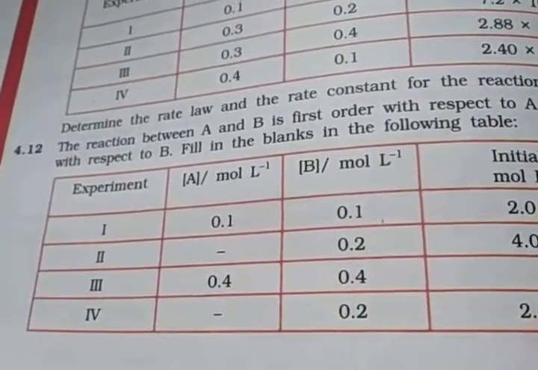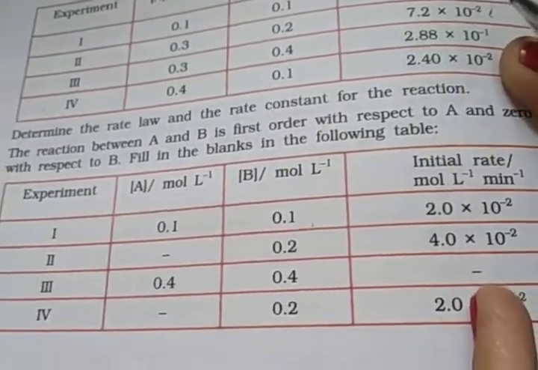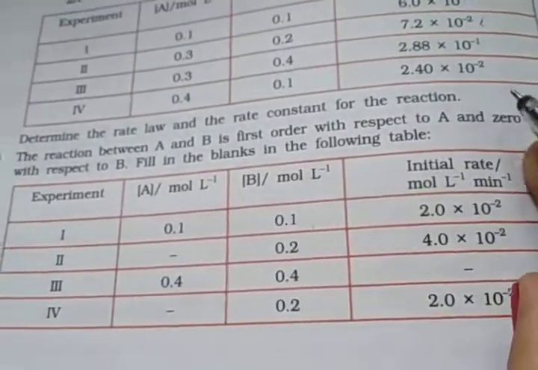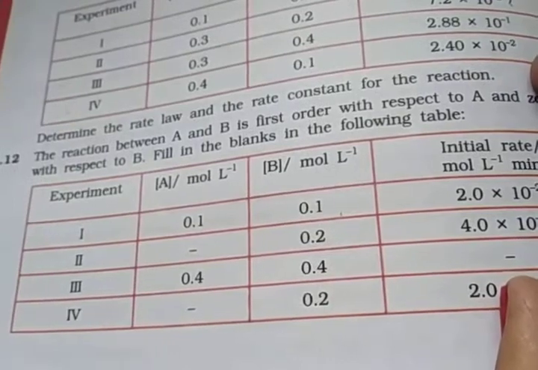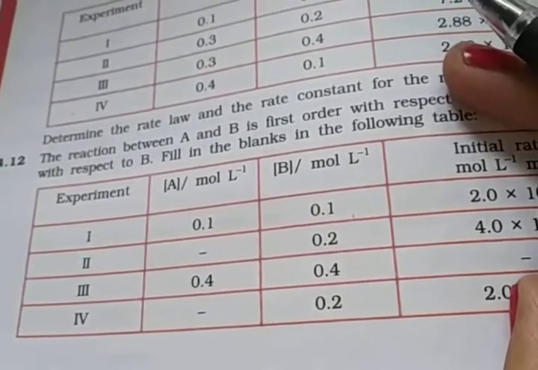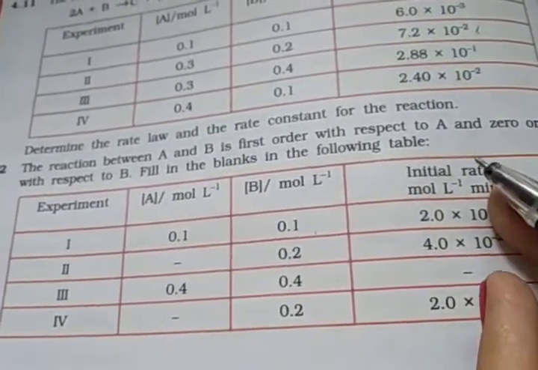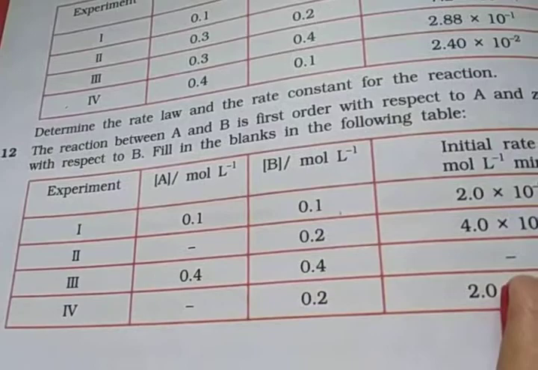Then question number two. The reaction between A and B is first order with respect to A, that means A power 1, and zero order with respect to B, that means B power 0. Clear? The rate of the reaction between A and B is first order with respect to A and zero order with respect to B. So A power 1 and B power 0.